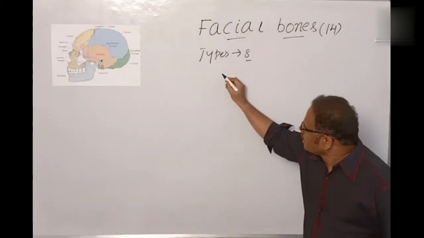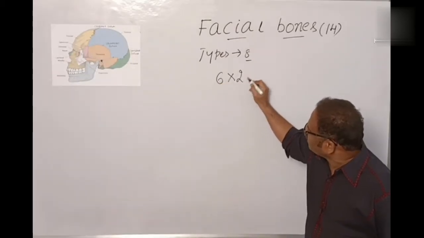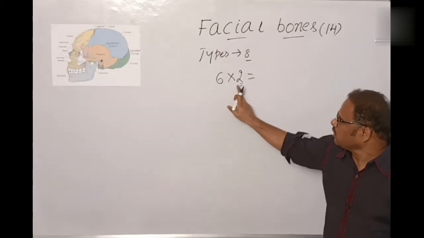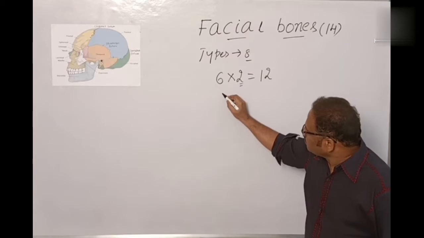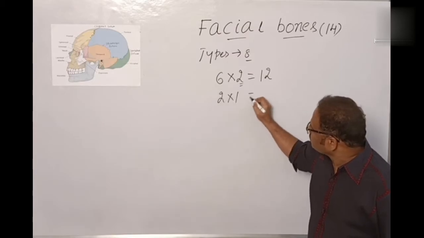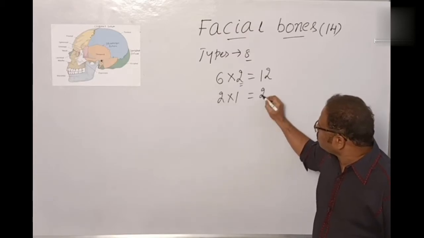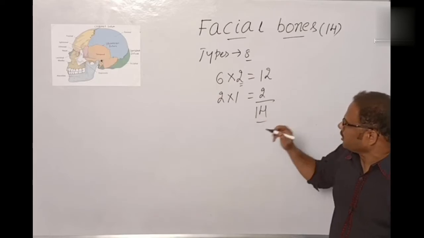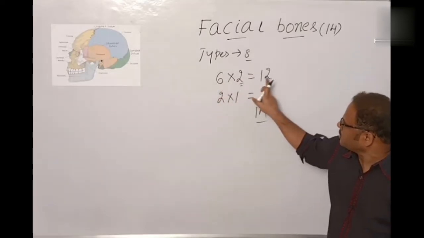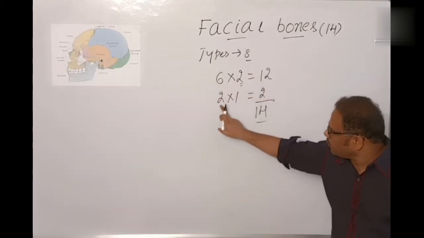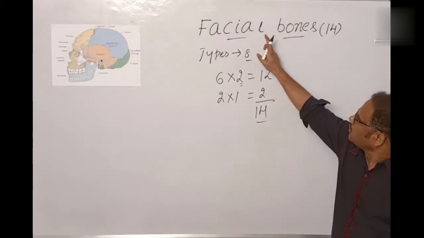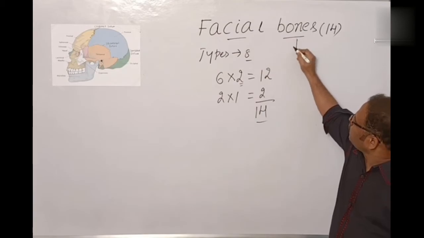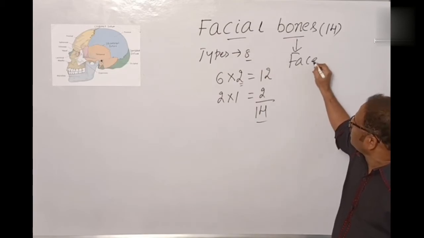Why? Because 6 bones are paired. Paired means 2. 6 into 2, 12 bones. And 2 bones are single, that is 2 into 1, 2. That is totally 14 bones. 12 plus 2, 14 bones are there in the facial bones, which form the face.